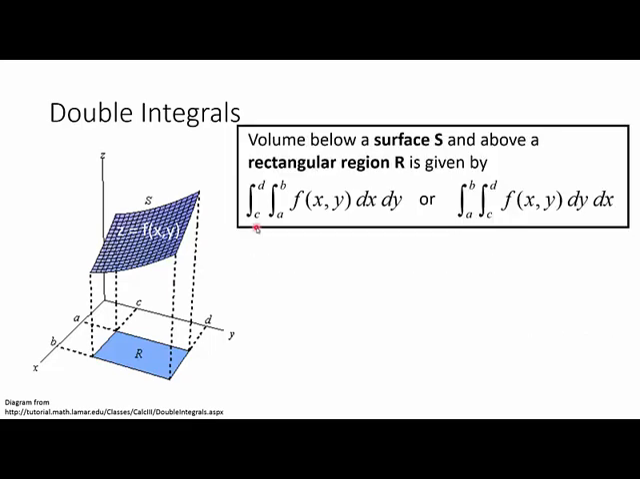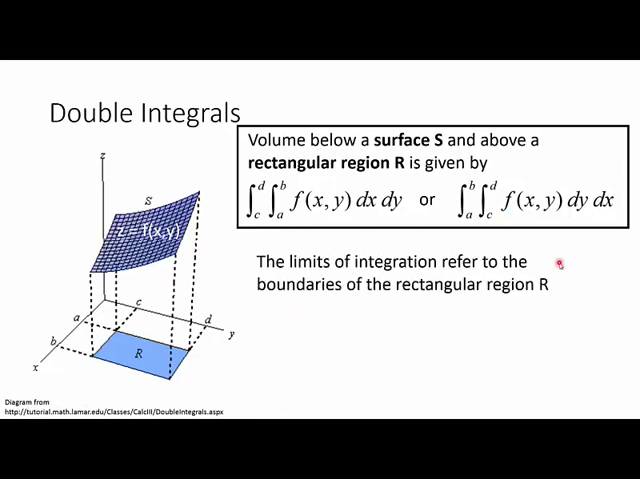In the previous slide, we had stated that either one of these integrals will give you the volume below the surface S and above the region R. Looking at the diagram, notice that a, b, c, and d correspond to the boundaries of region R. Along the x-axis, a tells you the lower boundary of region R, and b tells you the upper boundary of region R. Along the y-axis, c tells you the lower boundary of region R, and d tells you the upper boundary of region R. Notice that a, b, c, and d also appear in the integrals. Therefore, the limits of integration refer to the boundaries of the rectangular region R.